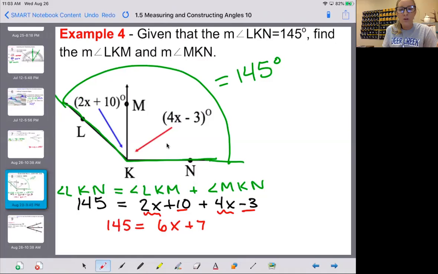Okay, now we're going to subtract that 7 to the other side, and grab your calculator if you want one. 145 minus 7 is 138. And then, of course, we need to divide by 6. If you divide both sides by 6, you get x equals 23.